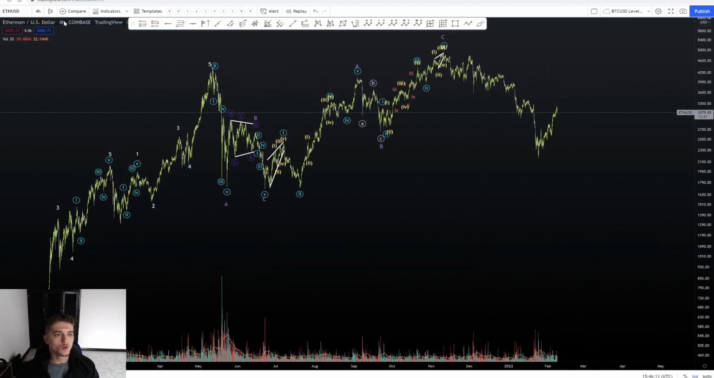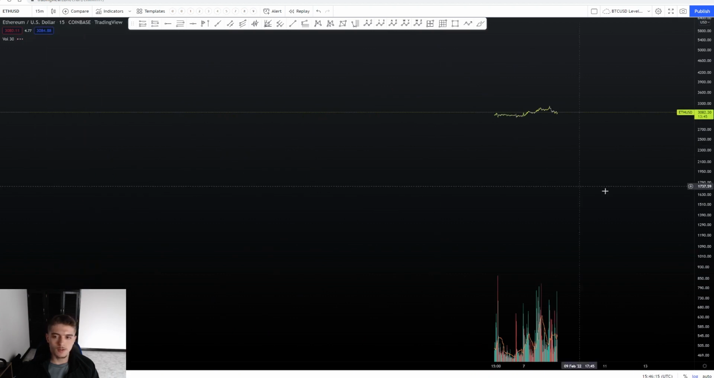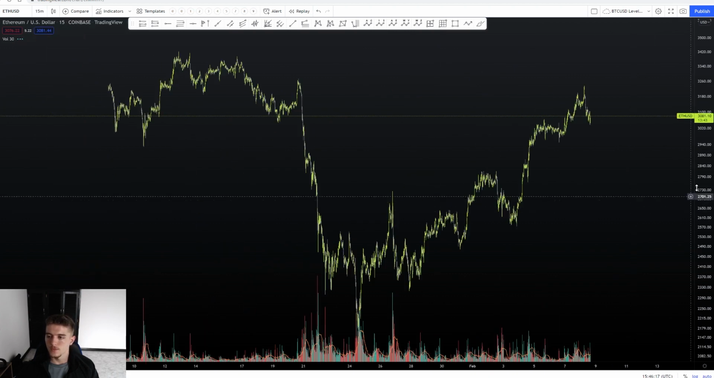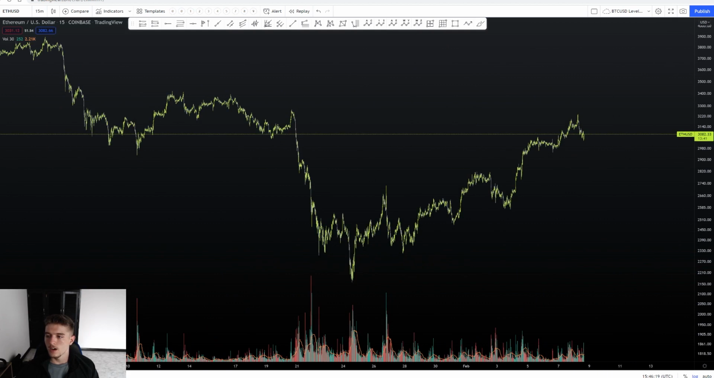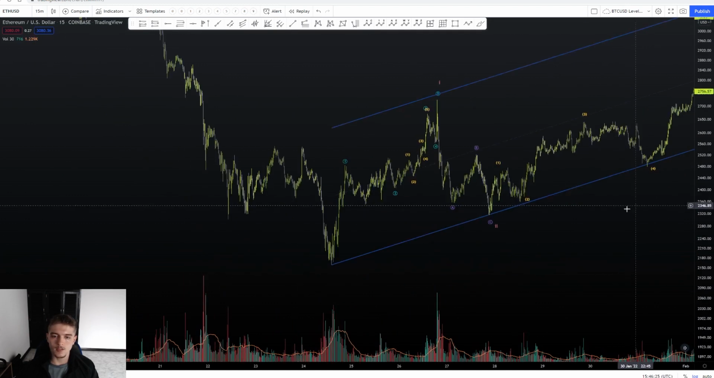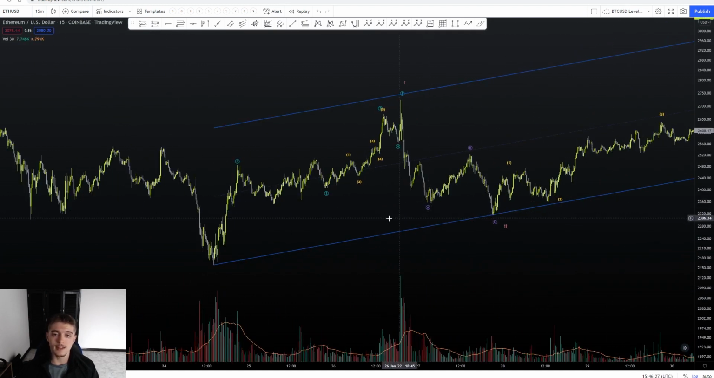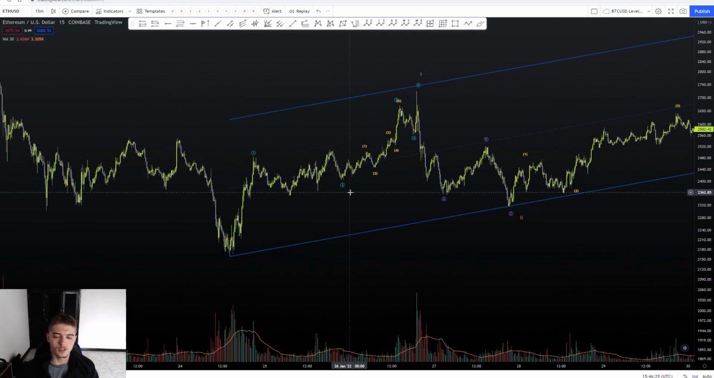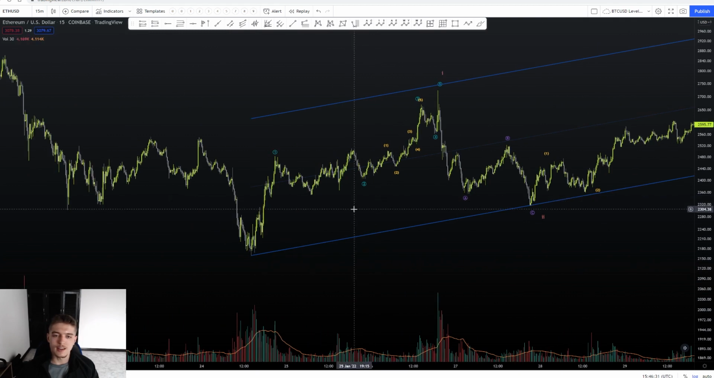Now let's get into the local count. So let's go on to the 15-minute chart. Now we want to see a 5-wave impulse off these lows, and we can get it. It doesn't look perfect, so it's kind of like Bitcoin where we can technically get a 5-wave impulse, but it just doesn't look that nice.